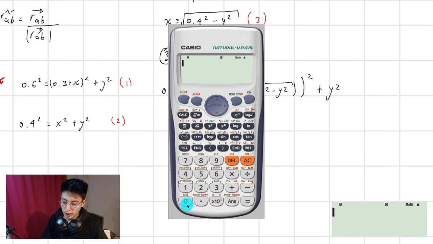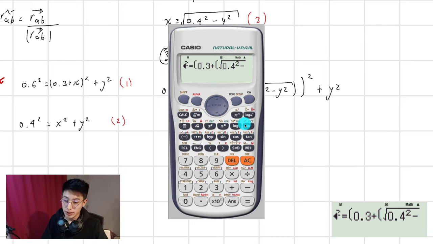Basically, I just have to write down the equation. So 0.6 squared is going to be equal to, open parentheses, 0.3 plus, open parentheses, the square root of 0.4 squared minus... This kind of calculator doesn't like me to use y or something different from x. So I'm going to make a replacement of the unknown. I'm going to call it x, although I know it's y.